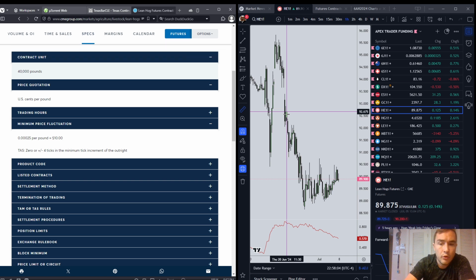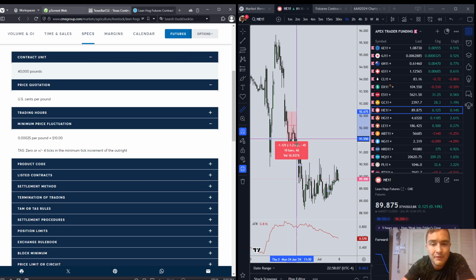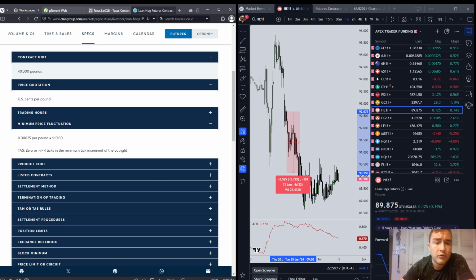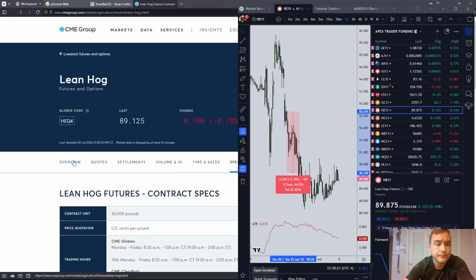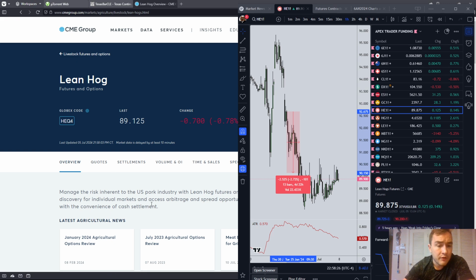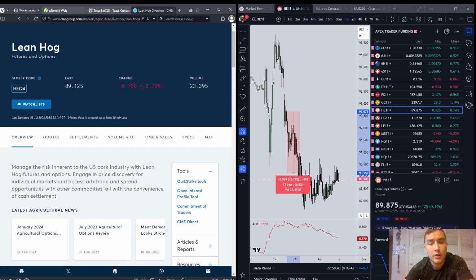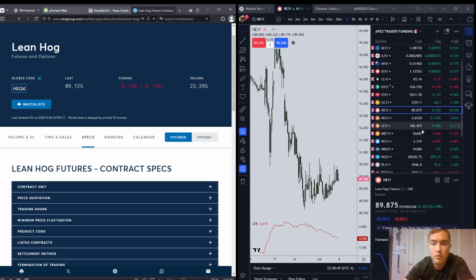So, for example, let's say we sold short lean hogs at 92.675. We covered that 101 ticks below. That is $1,010, guys. So, lean hog futures are obviously going to be affected by commodity markets. Let's look at just briefly our overview of lean hogs. Manage the risk inherent to the U.S. pork industry with lean hog futures and options. Engage in price discovery for individual markets and access arbitrage and spread opportunities with other commodities, all with the convenience of cash settlement. So that is on the CME's website for lean hogs, guys. It's a $10 per tick product.